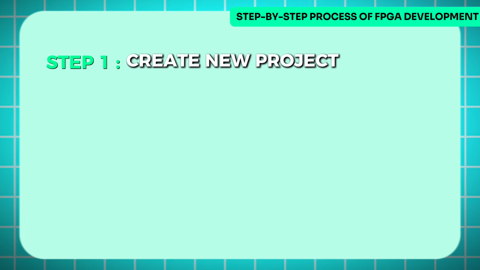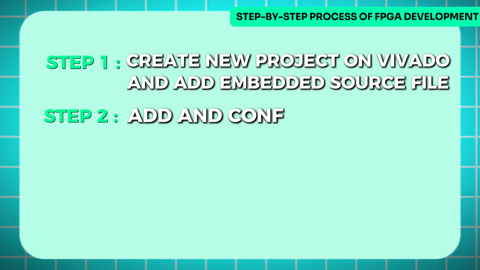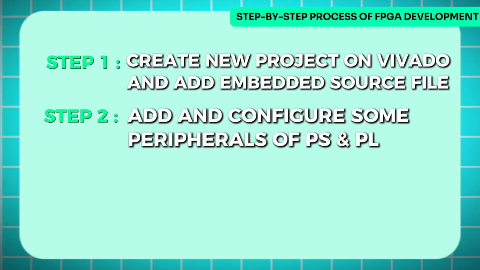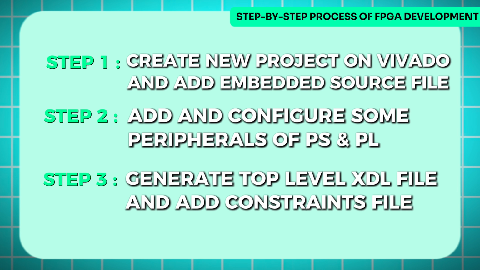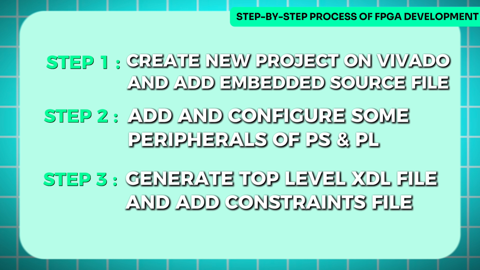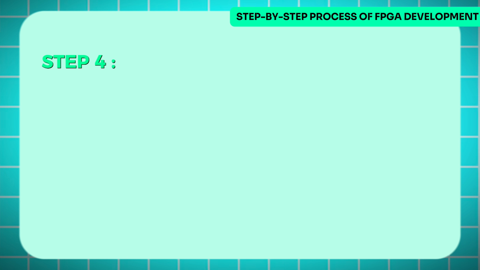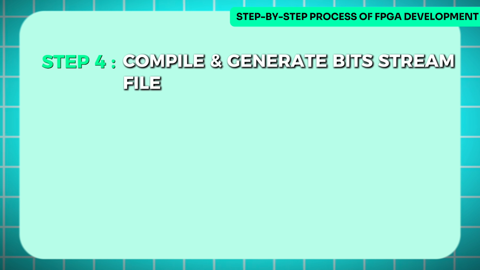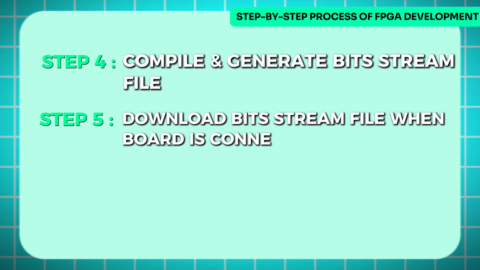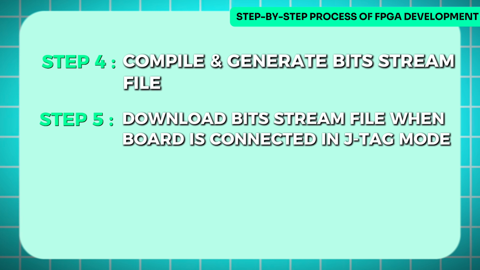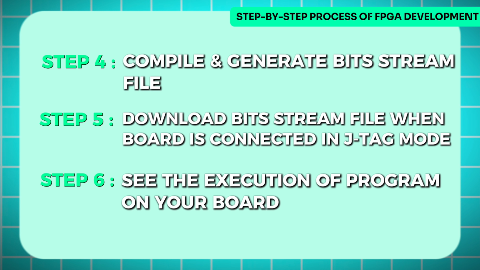So first we'll create a new project in Vivado and add an embedded source file. In the next step, we'll add and configure some basic peripherals of PS and PL in Vivado. Then we generate a top level HDL file in Vivado and add the constraint file. The constraint file is where we assign all the actual pins to our design. Alright, and then we compile and generate the bitstream file. In the next step, we can simply download this bitstream file when our board is connected in JTAG mode. Alright, and then you can see the execution of that program on your board just after this step.